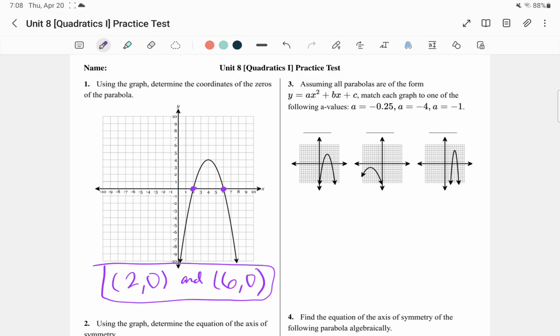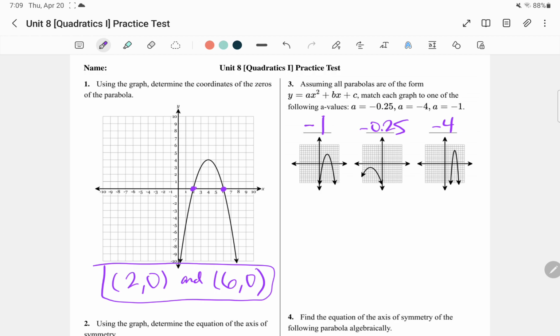So let's start with the wide. So that would be -0.25 because it's wider. And then let's go to the narrow. That would be -4. That's the more narrow, so it has to be the bigger absolute value. And then that leaves just -1 in the middle here.